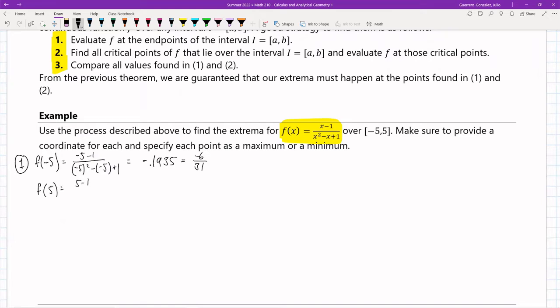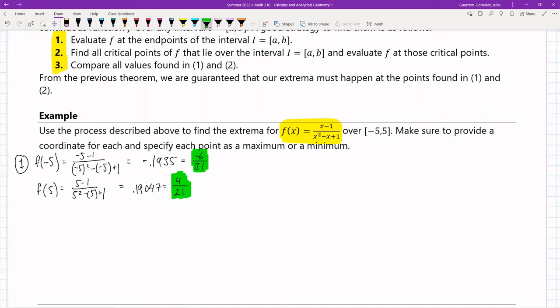Before we go there, f of 5. I'm gonna do 5 minus 1 over 5 squared minus 5 plus 1. And that comes down to a similar sort of value, about 0.19, 0.47, which if you kept it in fraction form should be about 4 over 21. Okay, so I'm gonna start highlighting these values here, this one and this one.